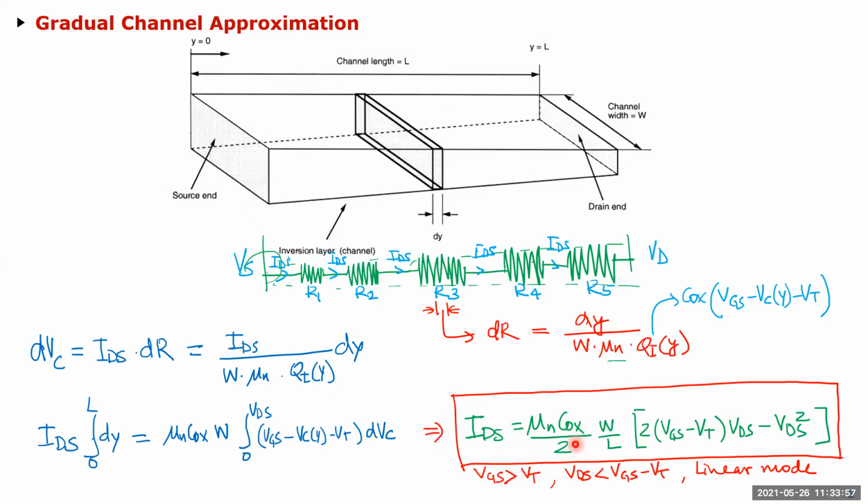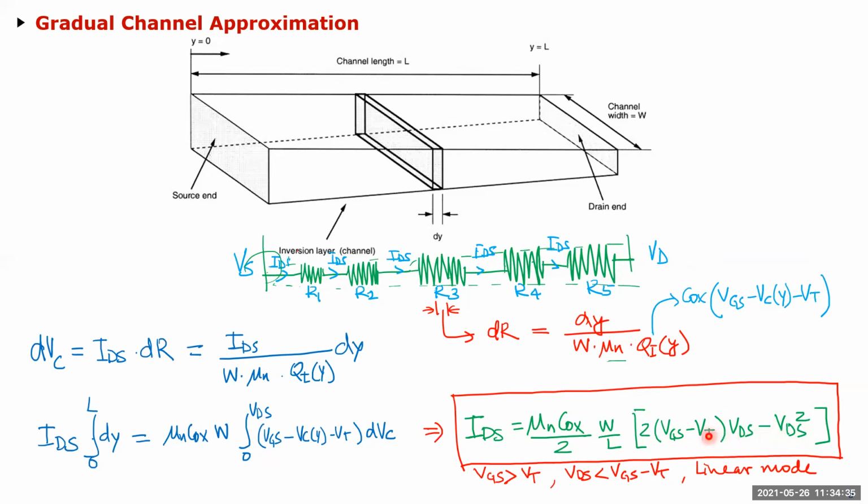IDS is equal to mu n Cox over 2 times W over L, times the voltage terms. So it is proportional to W: if your W increases, current increases. If L increases, current decreases. Makes sense, for the same reason as resistance, because that's really what it is, a voltage controlled resistance. And it is dependent on the gate voltage as well as the drain voltage. But now we have this VDS square term, which we didn't have because we linearized it last time.